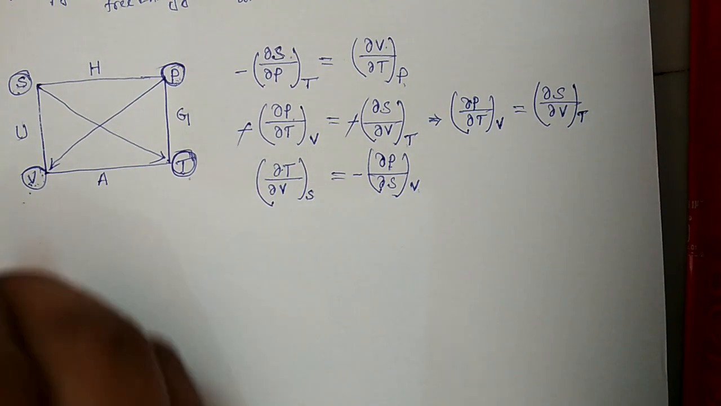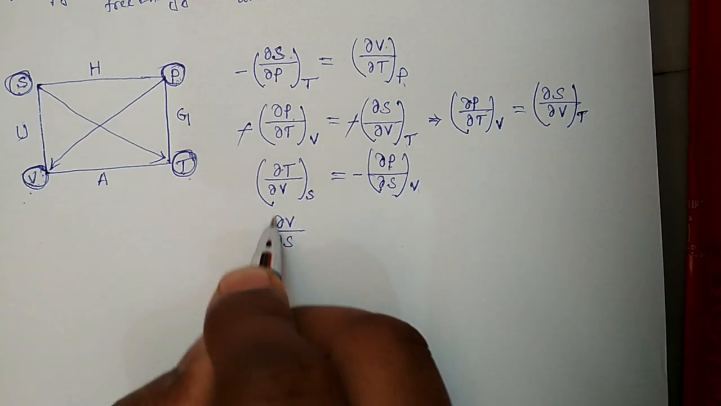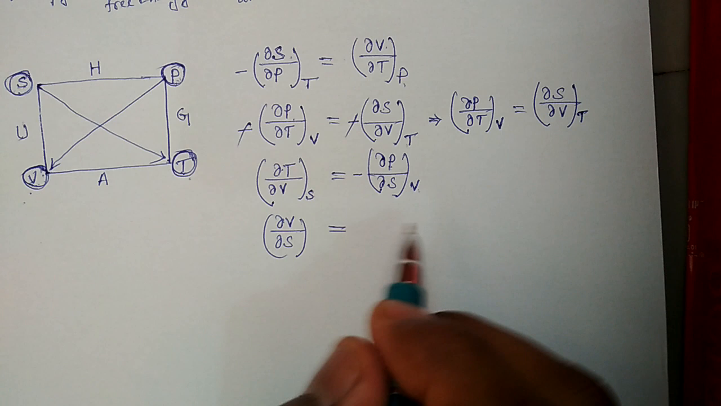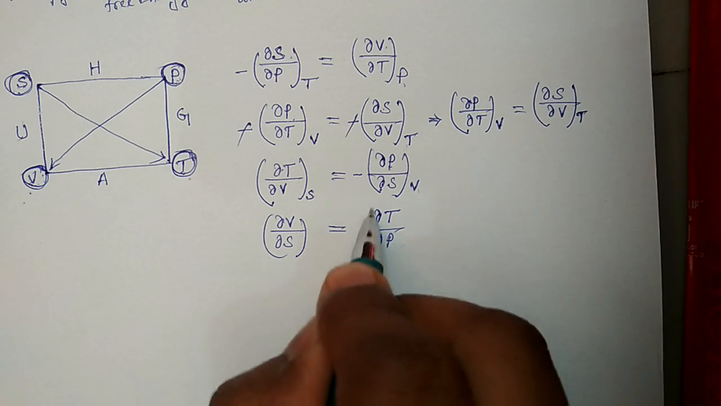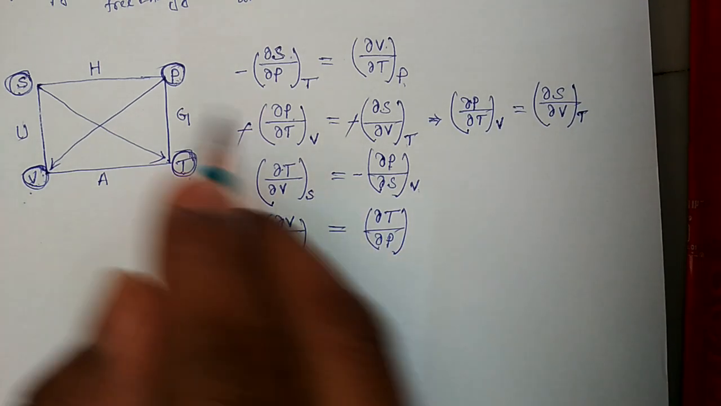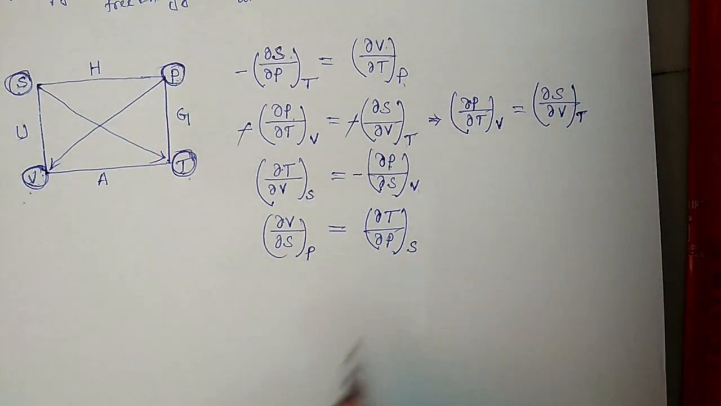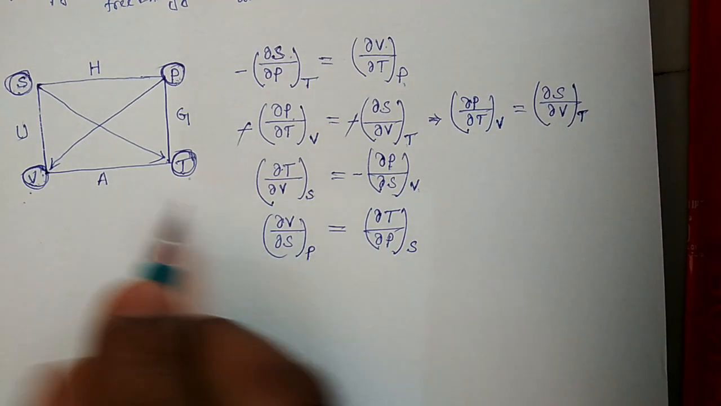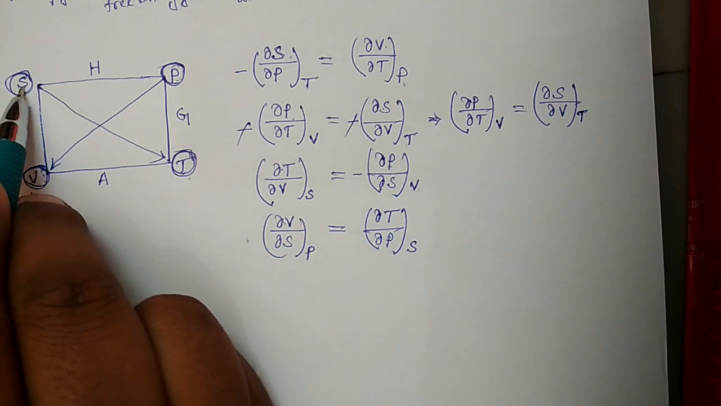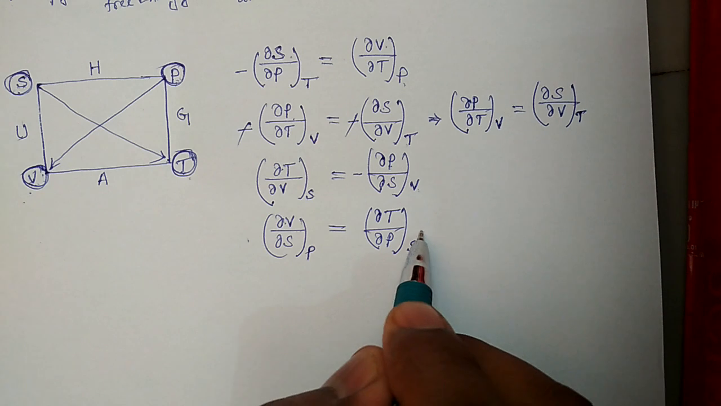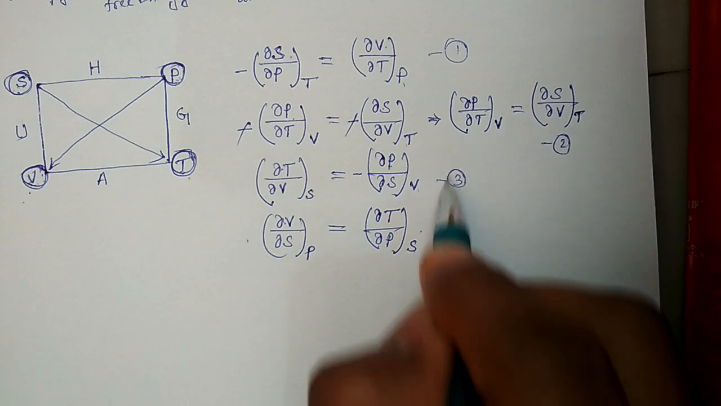Now the fourth one. For the fourth one we have to take V and S. That is del V by del S, same as above. The opposite of V is T, that is del T, and the opposite of S is equal to P, that is del P. The opposite corner of V is equal to P, that is constant pressure, and the opposite corner of T is equal to S, that is constant entropy. And look at the arrows. The arrow goes from P to V, we need P to V, so this is a positive sign. And then again the arrow goes from S to T, we need S to T, so there is also a positive sign. So these are the four relations, that is 1, 2, 3 and 4.